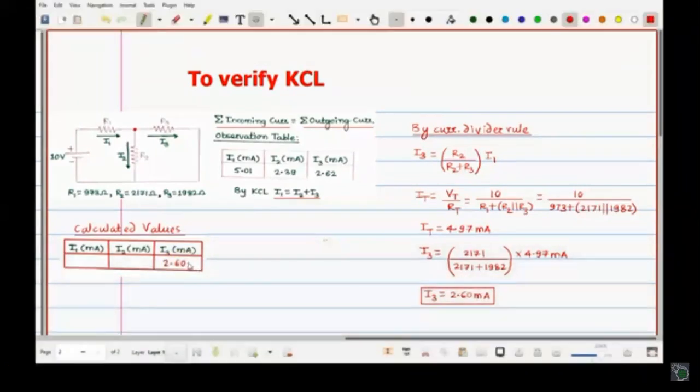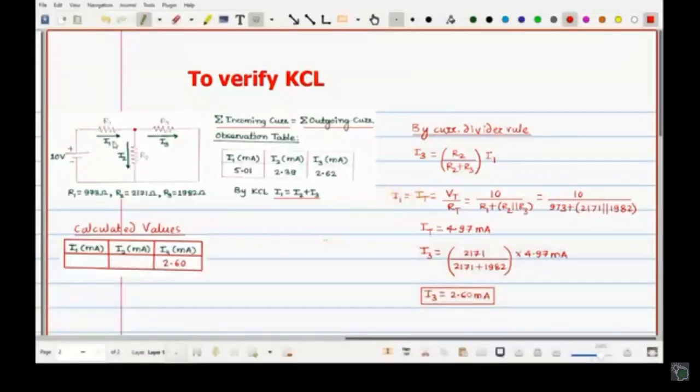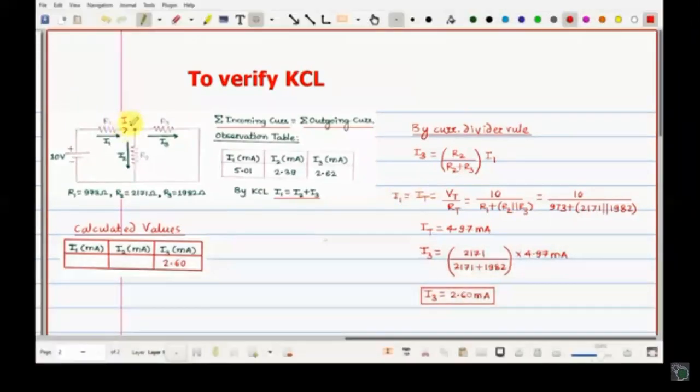Now we know what your total current is. Your total current is nothing but I1, because the current which is coming from the supply is nothing but your total current. So IT and I1 are the same. So I1 we have already calculated. I1 is nothing but IT, so 4.97 milliampere you are getting.